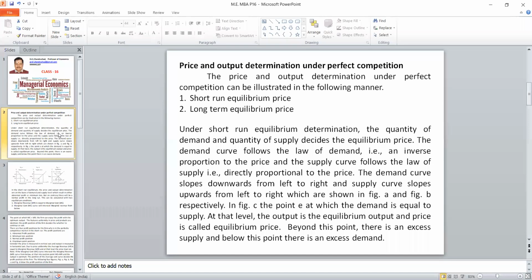So when we want to know the price and output of a perfectly competitive market, first we should know the features of perfect competition. Last class we discussed that. For your sake, I will repeat again and then we'll go into the price and output determination.